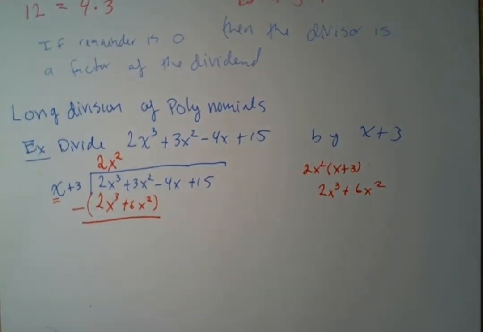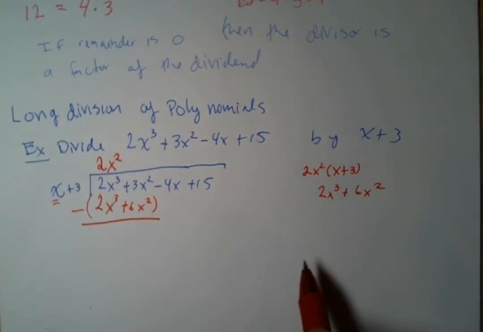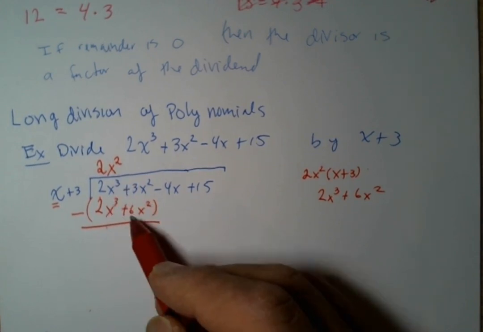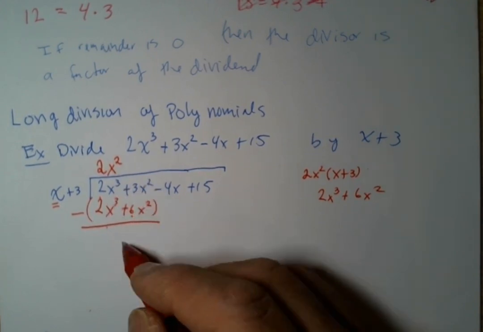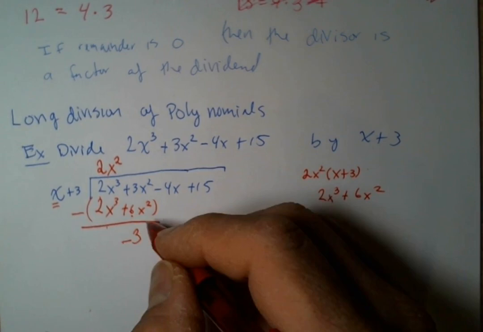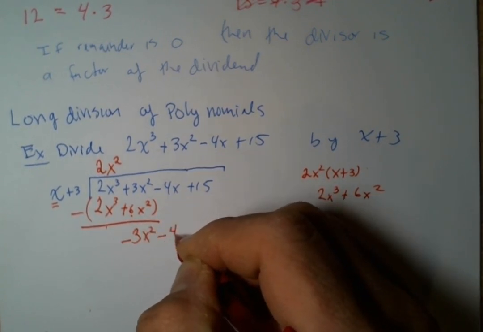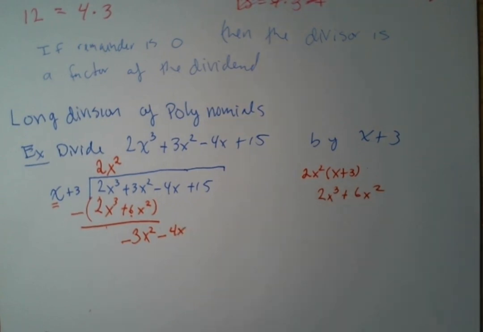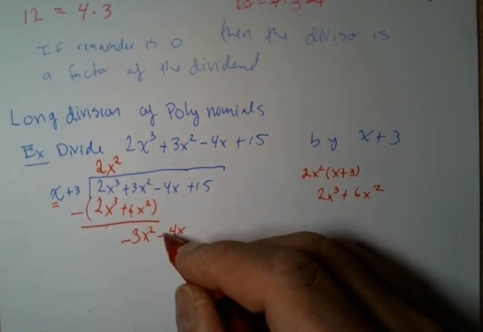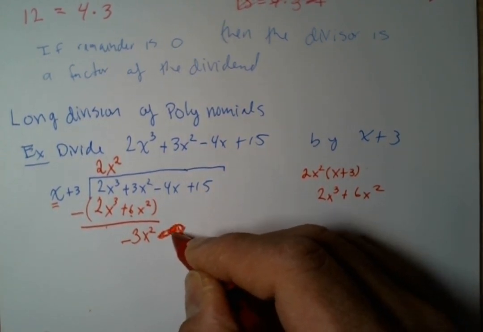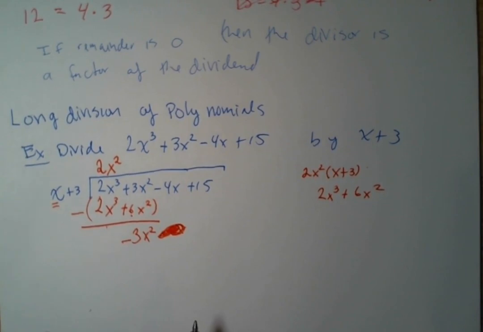Similar to our long division of integers there. So notice here that that goes to 0, and then we get minus 6x squared, so we get minus 3x squared. And here I'm going to bring down the negative 4x. You can leave it up there if you like. And in fact, let me just work this way, minus 3x squared.